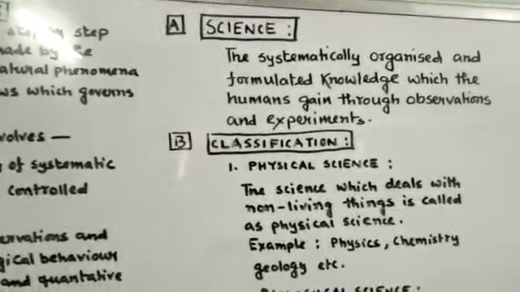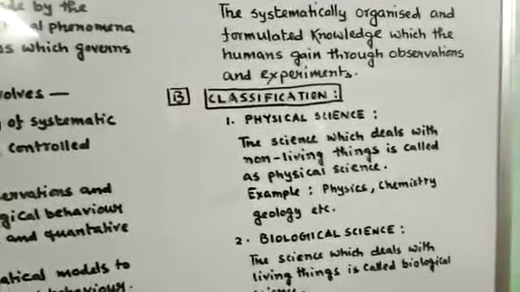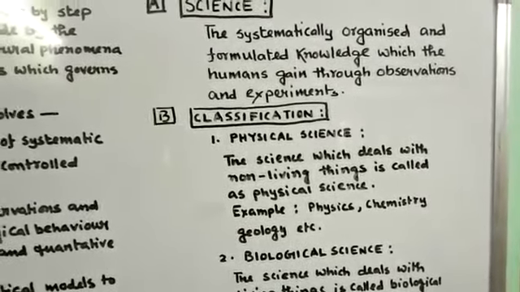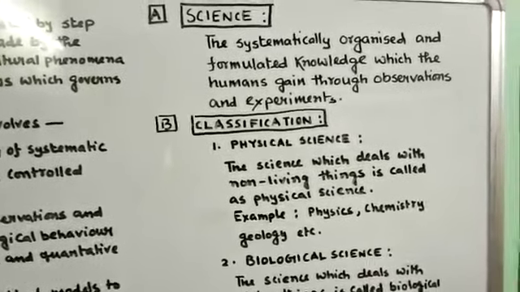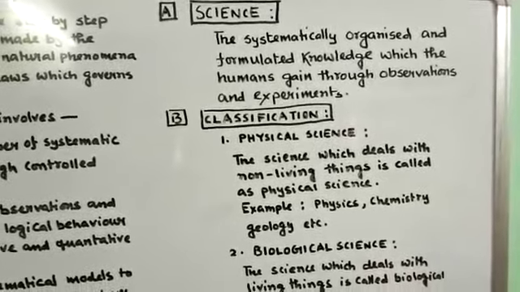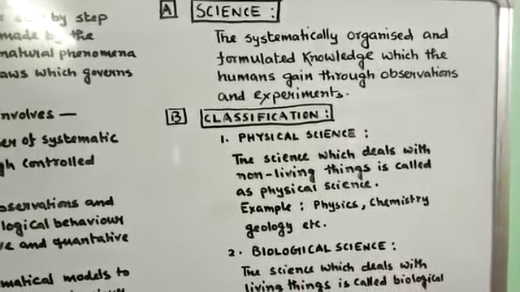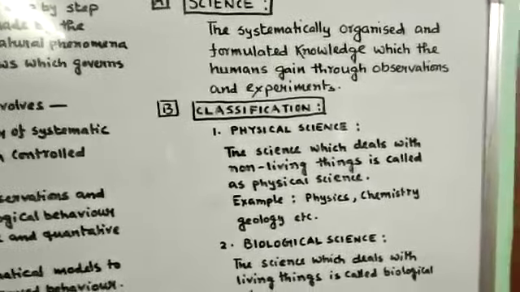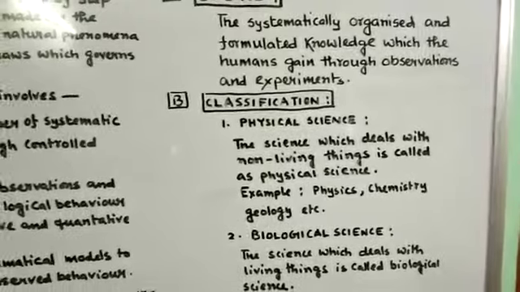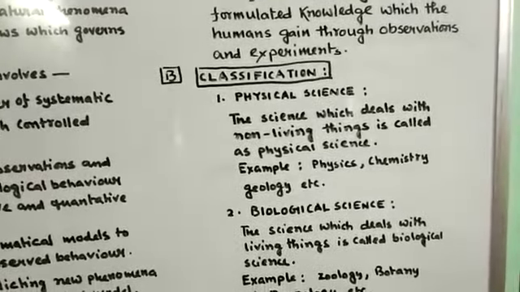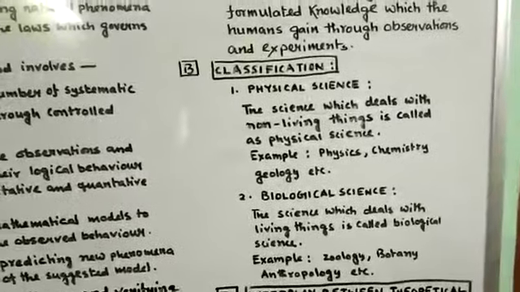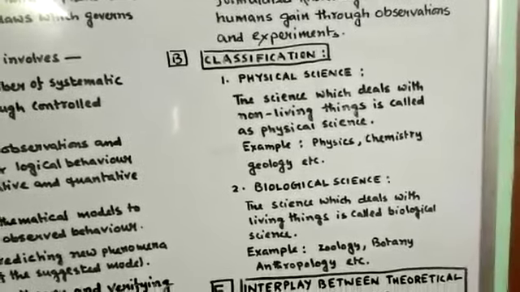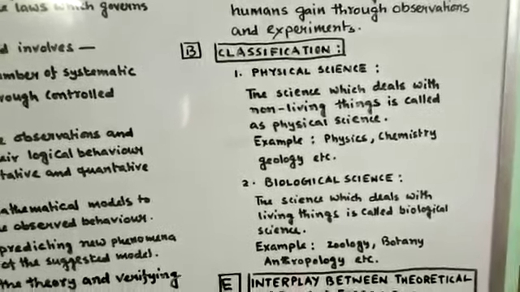Science can be classified as physical science and biological science. What is physical science? The science which deals with non-living things is called physical science. It may be physics, chemistry or geology. All these deal with non-living things. Next is biological science. Biological science deals with living things and comes under zoology, botany and anthropology.